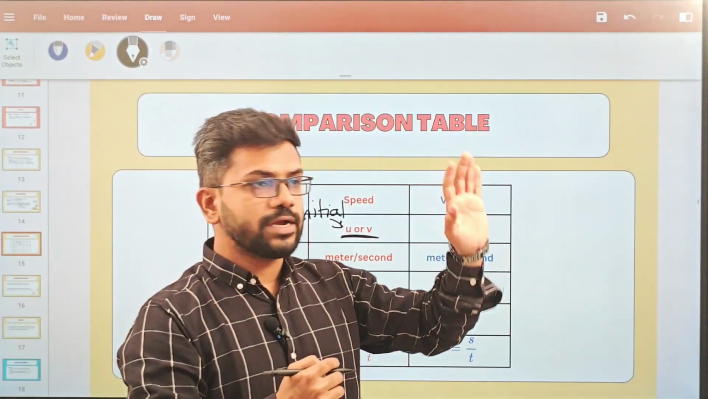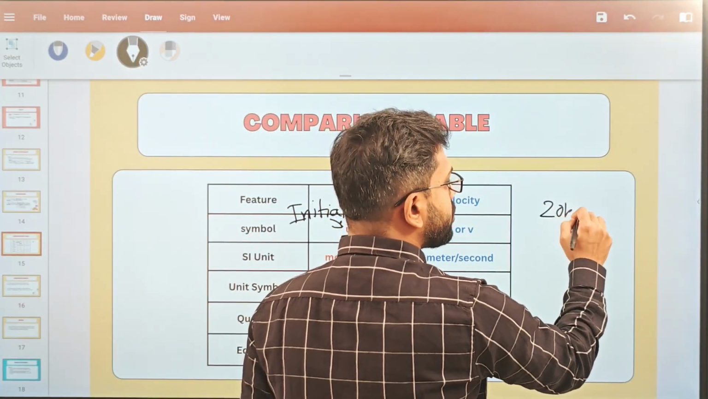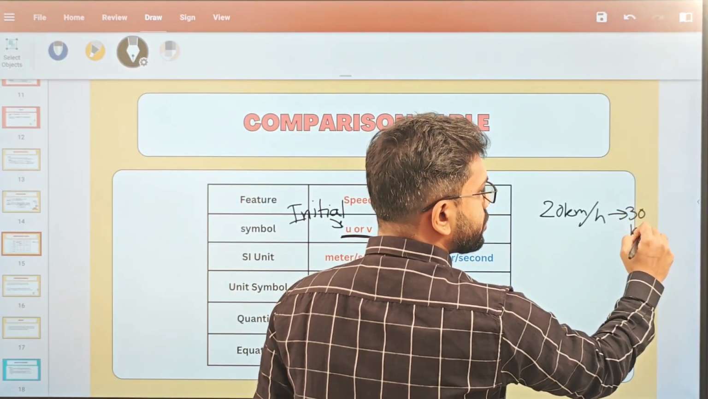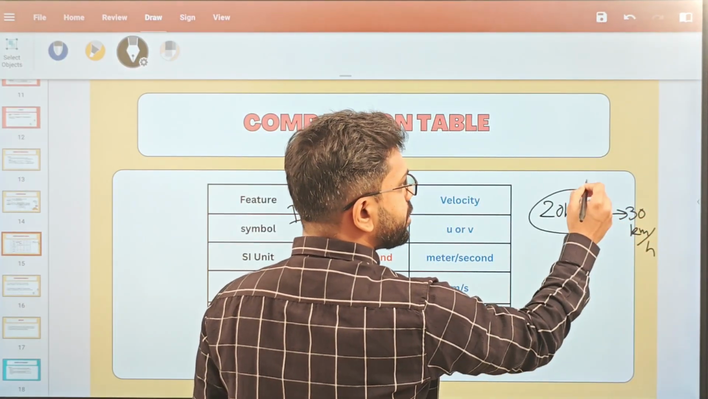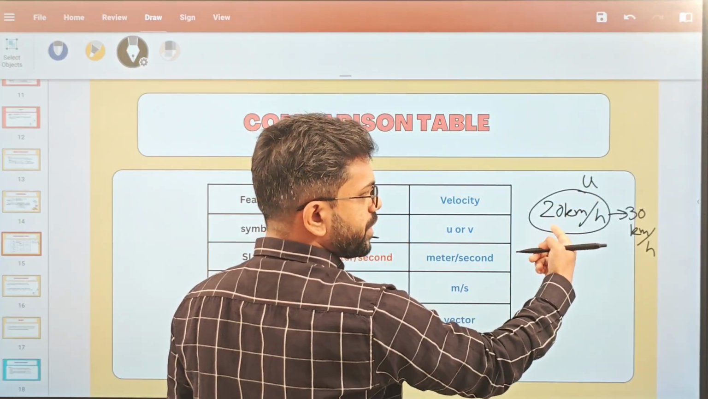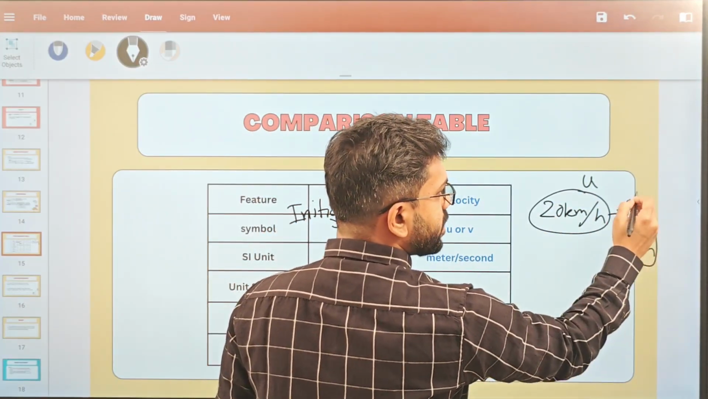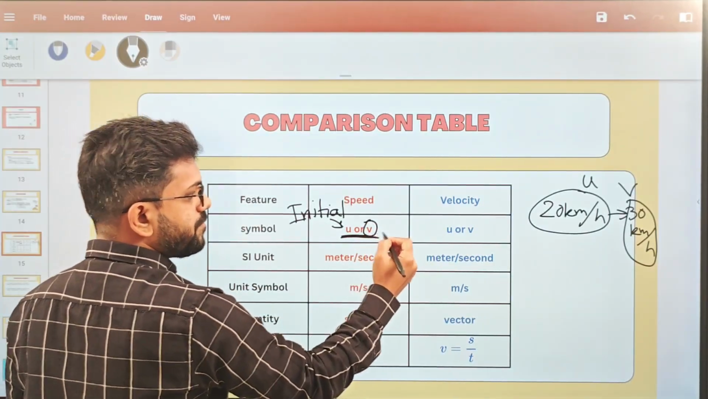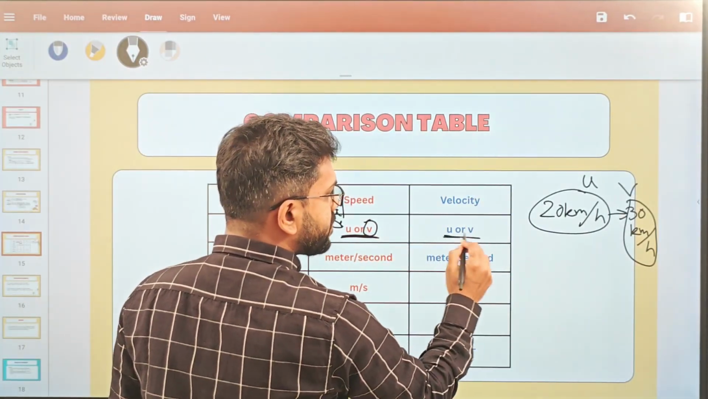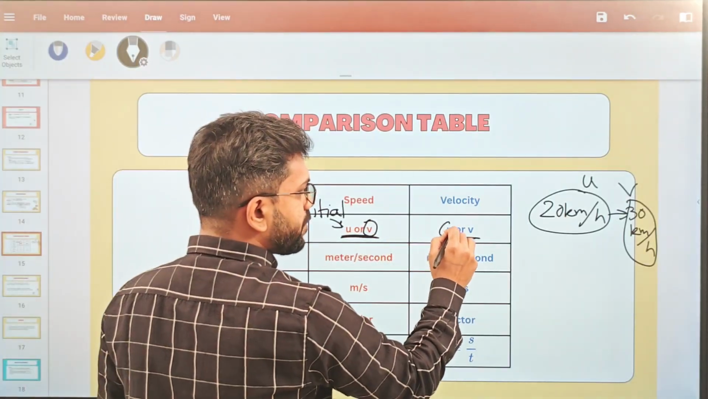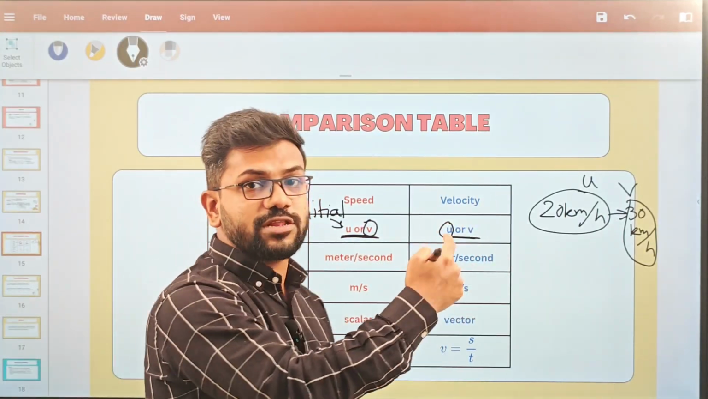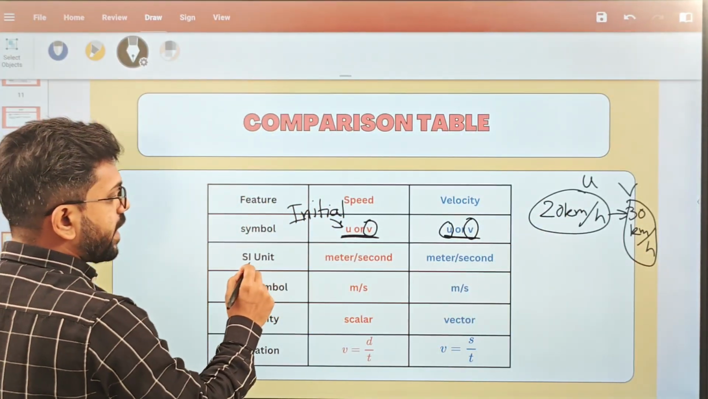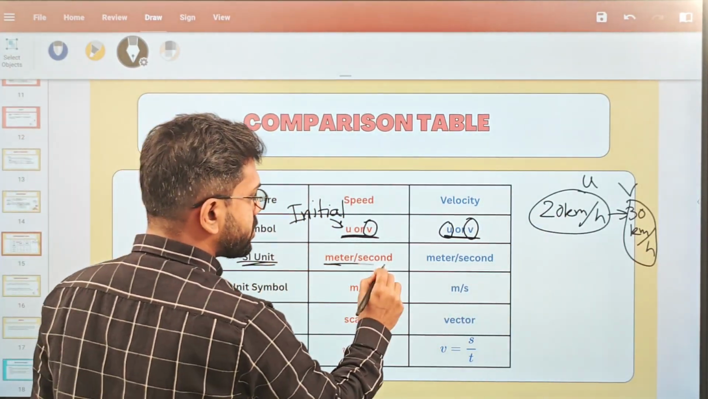Let's say a car speeds up from 20 kilometers per hour to 30 kilometers per hour. So initial speed here is u, 20 kilometers per hour, and this is the final speed, v. Final speed is represented by v. Similarly, in velocity, they have the same symbols, but for u we say this is initial velocity and v is the final velocity.